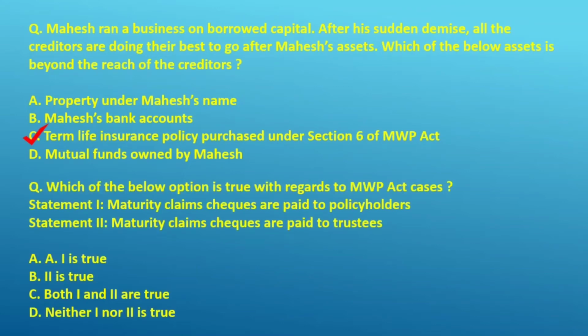Next, which of the below options is true with regards to MWP Act cases? Statement 1. Maturity claims checks are paid to policyholders. Statement 2. Maturity claims checks are paid to trustee. Here again, all the benefits, whether it is maturity or death claim, both are paid to trustee. So the answer is B. 2 is true.